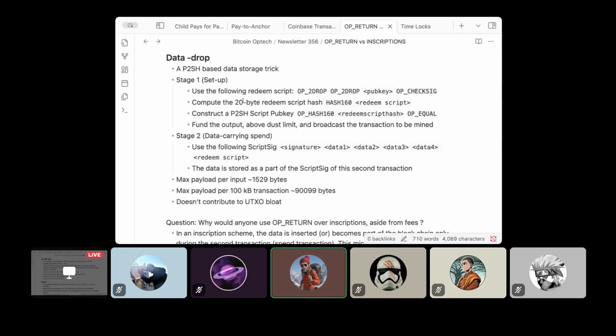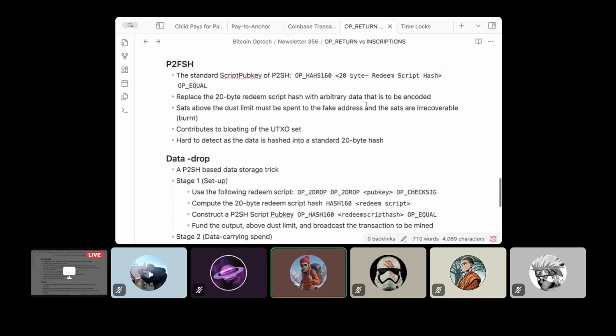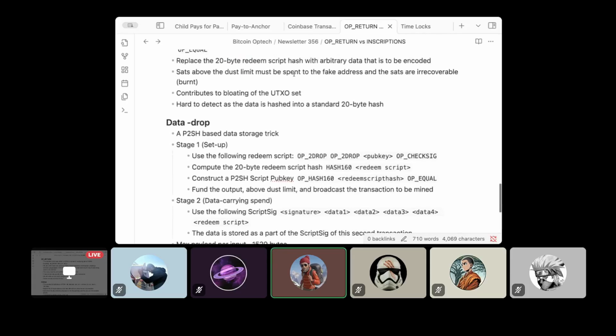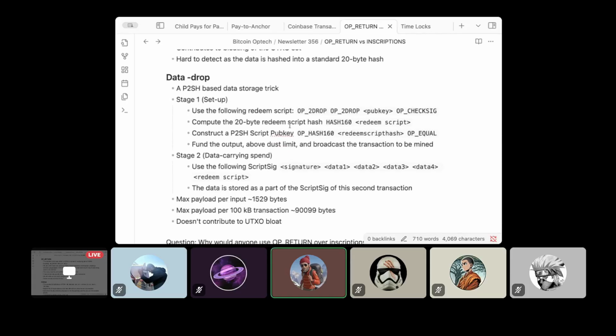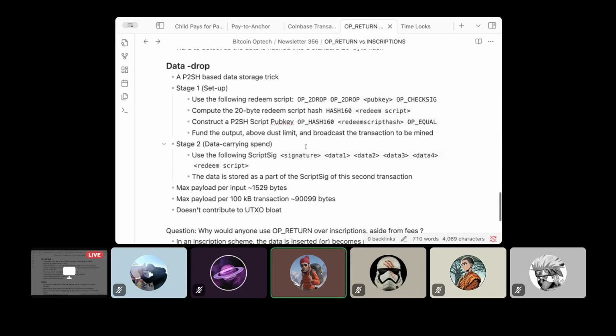You hash160 this redeem script and you will get a 20 byte redeem script hash. Then you construct the pay to script pubkey, which is typically OP_HASH160 followed by the redeem script's hash and then OP_EQUAL. So it's nothing but the standard scriptPubKey of a pay to script hash. And then you spend some sats to it above the dust limit. You broadcast the transaction and the transaction gets mined. So this is the first step.